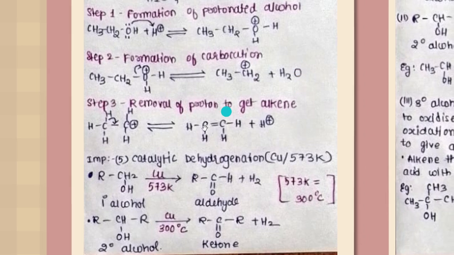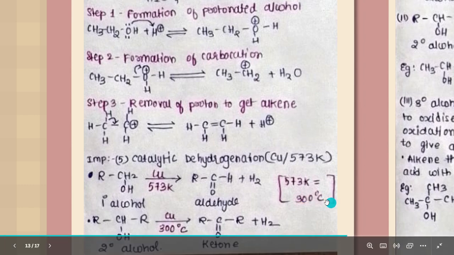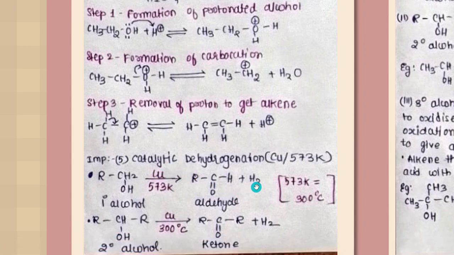Now coming to the catalytic dehydrogenation reaction. This is also very important. Here the reagent is copper at 573 Kelvin, which is equal to 300 degrees Celsius. We should also know the temperatures in Celsius. RCH2OH, that is a primary alcohol, in the presence of copper at 573 Kelvin will give us an aldehyde plus H2.